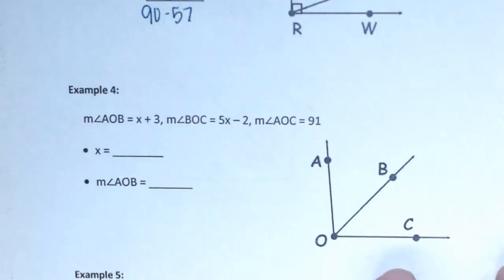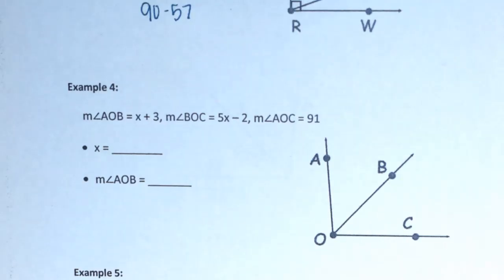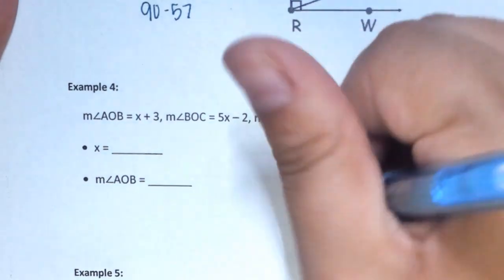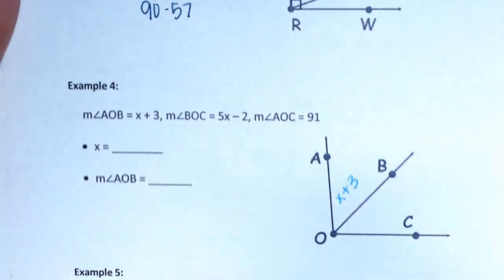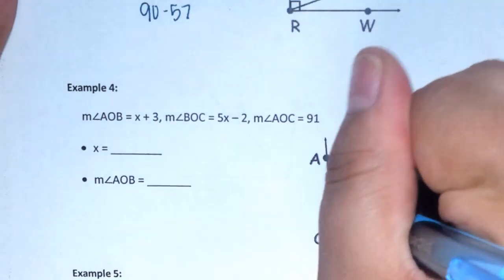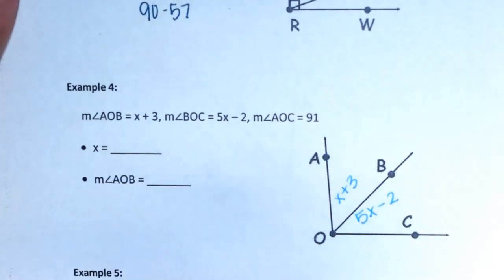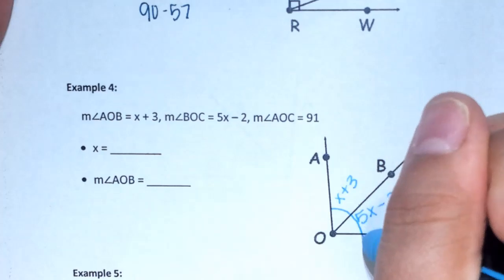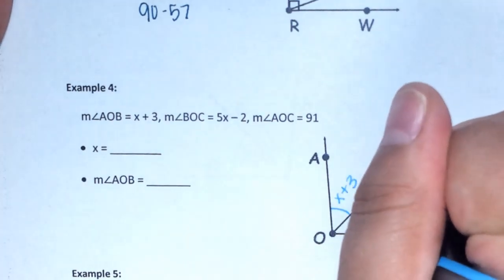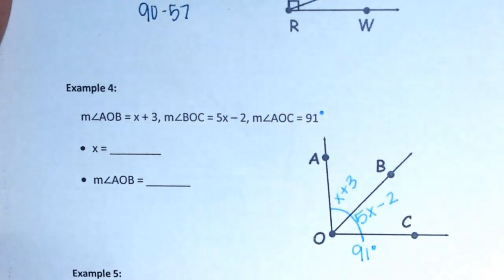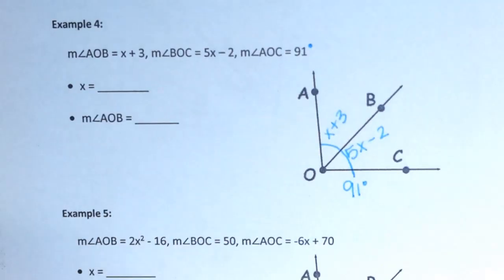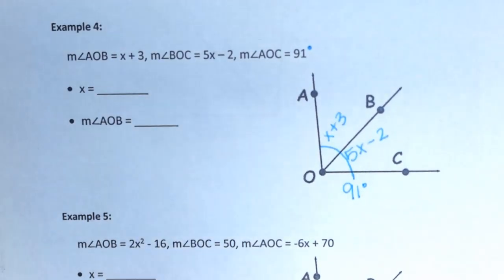Okay. Number 4 says AOB is x plus 3. BOC is 5x minus 2. And AOC, the whole thing, is 91 degrees. I'm going to put a degree sign right there because it should have a degree sign. Label your picture. Or if I gave you no picture, draw a picture.